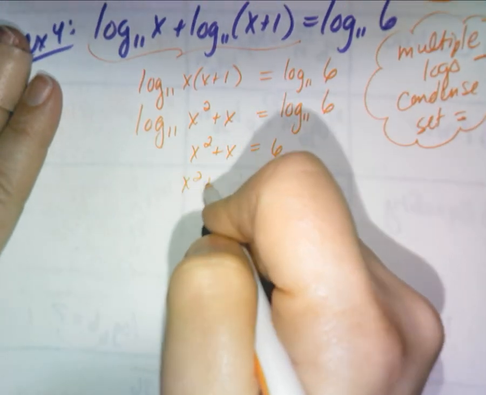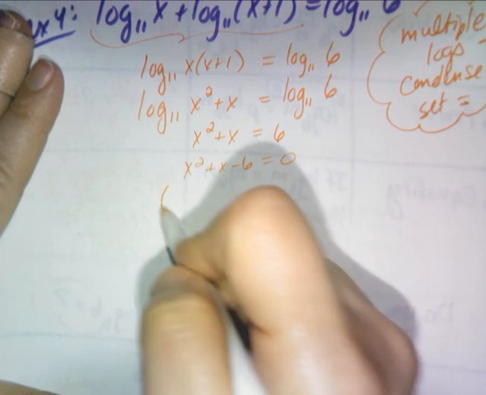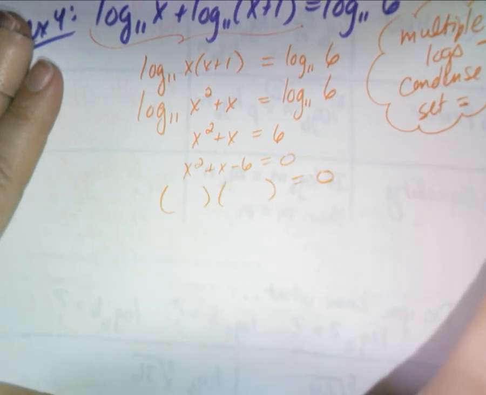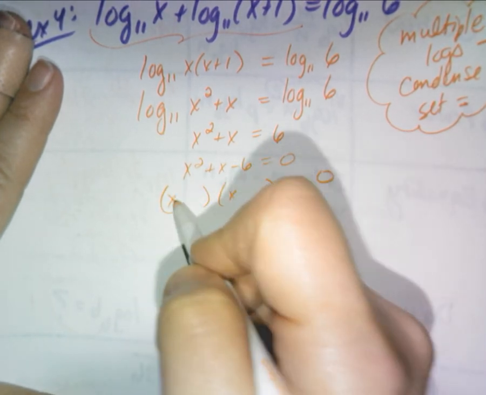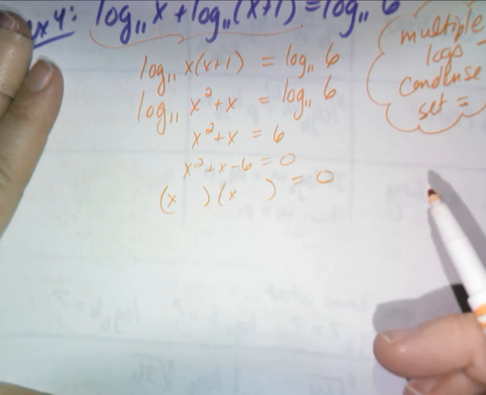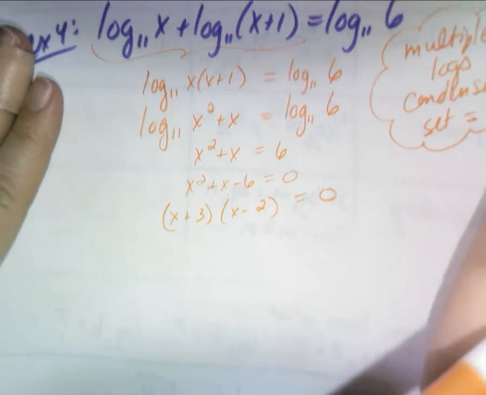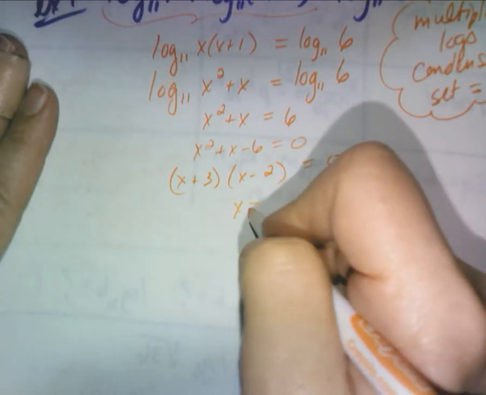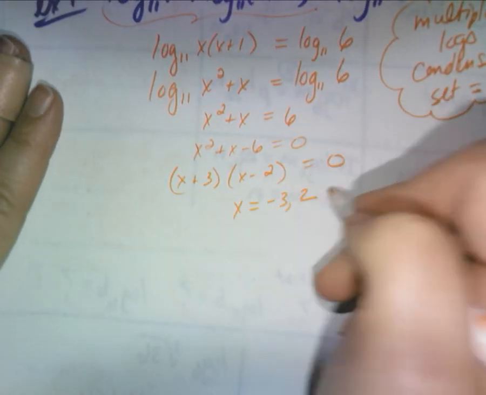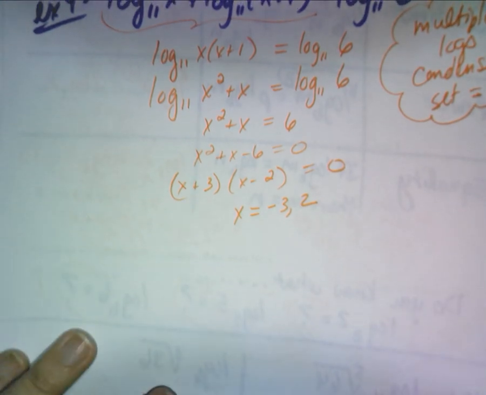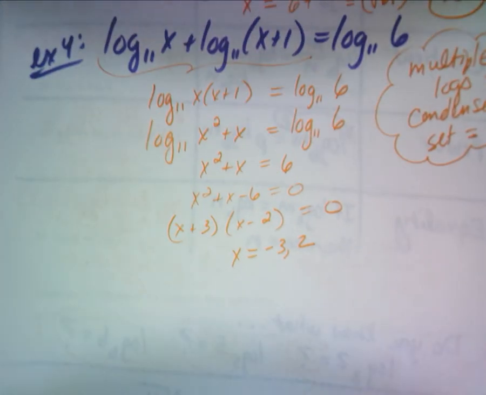So subtract 6 over. What two numbers do I have? Two numbers that multiply to -6 but add to 1. 3 and 2. What would be my answers? x equals -3 and 2. Are those the answers? No. You know this. You knew something was tricky. She can't be that nice. She always throws those extraneous roots at us.